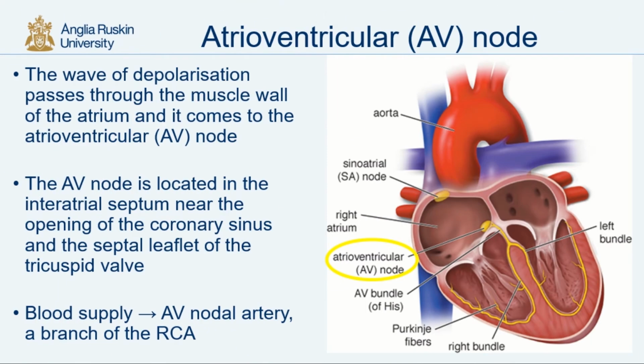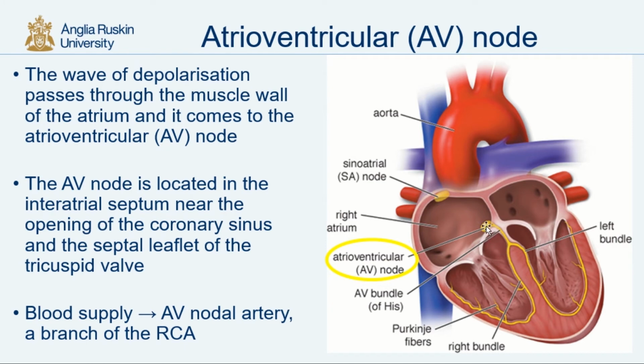The atrioventricular node or the AV node is that part of the electrical conduction system of the heart which connects the atria with the ventricles. It lies at the lower back section of the interatrial septum near the opening of the coronary sinus and conducts the normal electrical impulses from the atria into the ventricles.